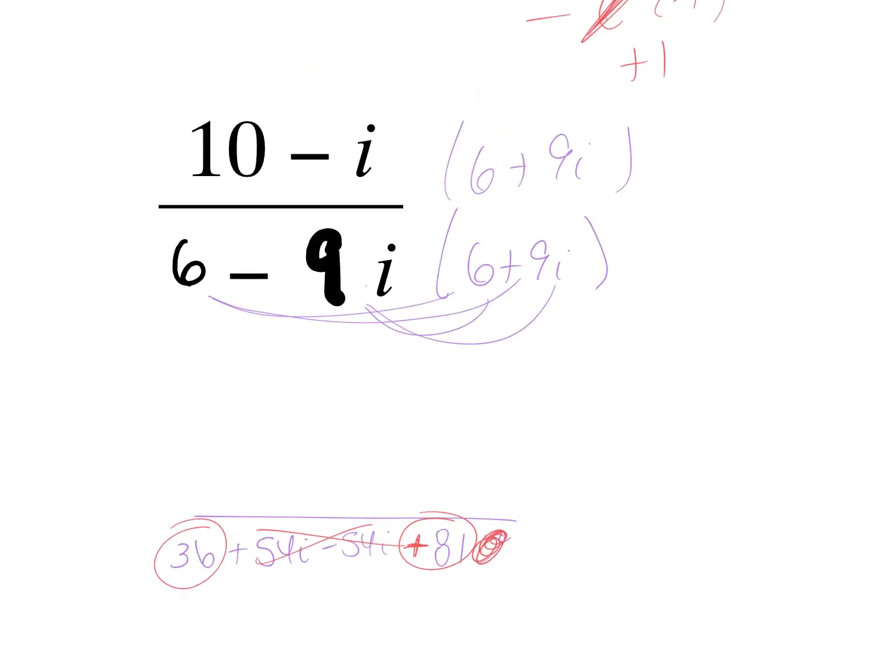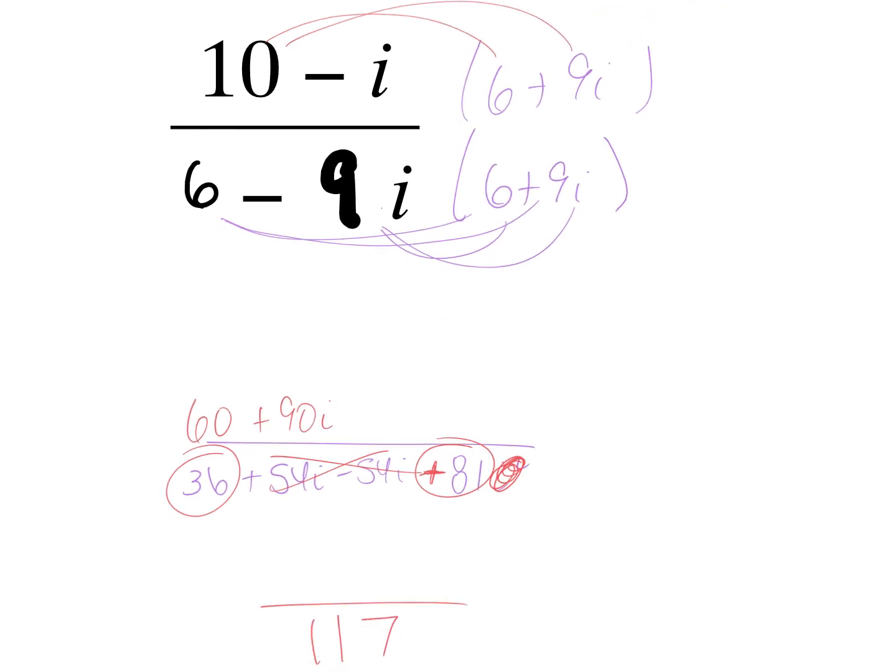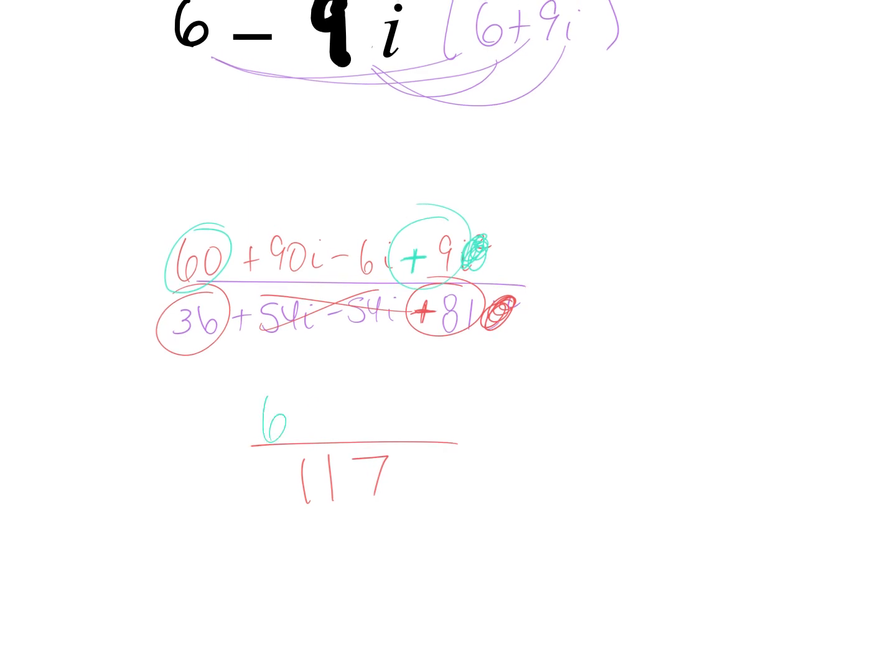So now, numerator. 10 times 6 is 60. 10 times 9i is plus 90i. Negative i and 6 is minus 6i. And negative i and 9i is minus 9i squared. i squared, cross that off, change that sign. So real with real, what's 60 plus 9? 69. And then what's 90i minus 6i? 84. Plus 84i.